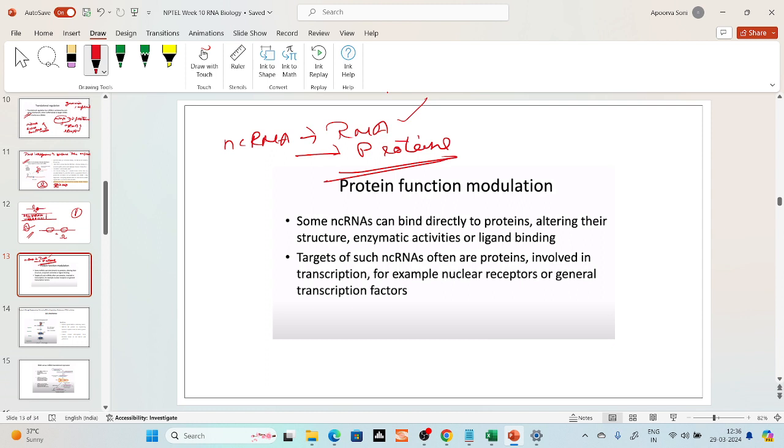So basically these non-coding RNAs will bind to proteins that are involved in transcription. Fine.